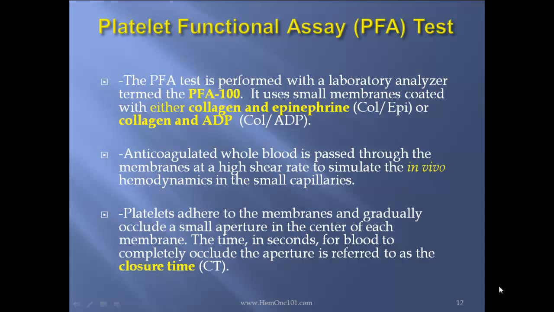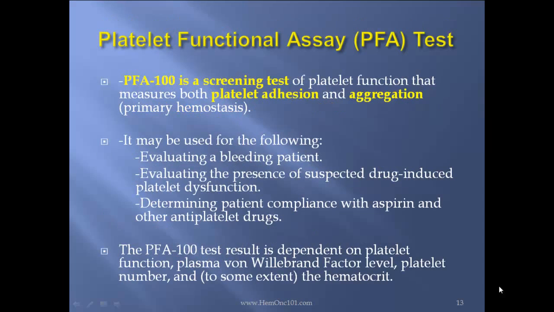Platelet functional assay, the PFA test. The PFA test is performed with a laboratory analyzer termed the PFA-100. It uses small membranes coated with either collagen and epinephrine or collagen and ADP. Anticoagulated whole blood is passed through a membrane at high shear rate to simulate the in vivo hemodynamics in small capillaries. Platelets adhere to the membranes and gradually occlude a small aperture in the center of each membrane. The time in seconds for the blood to completely occlude the aperture is referred to as closure time.